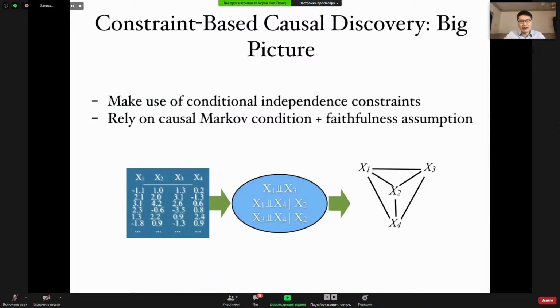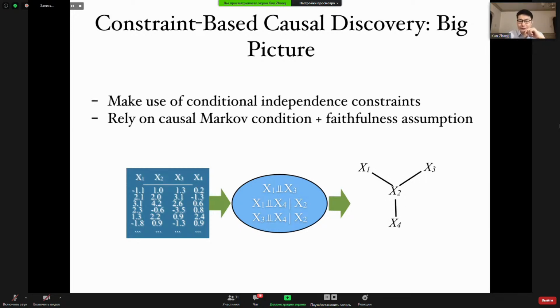So let's have a very quick look at the procedure. So here we have data, for X1, 2, 3, and 4. From data, we can discover independence and conditional independence relationships in some way. So suppose we have an oracle procedure to infer independence and conditional independence relations between the variables from data. Now, since 1 and 3 are independent, we know they cannot be adjacent. Since 1 and 4 are independent given 2, we know they are not adjacent. The same thing happened to 3 and 4.